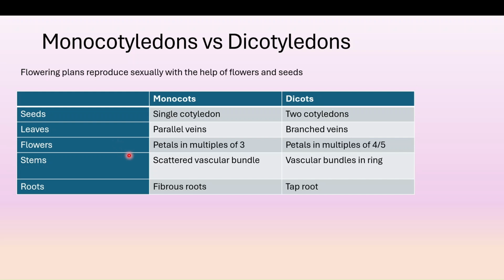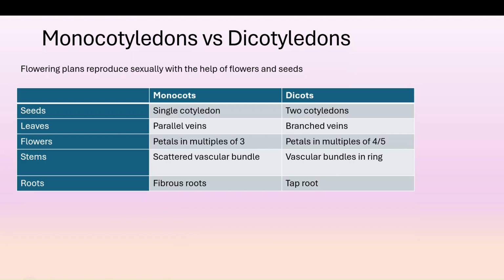The flowers are different. Monocots usually have petals that come in multiples of 3, but dicots have petals that come in multiples of 4 or 5. Stems, the monocots have a scattered vascular bundle, and in dicots, the vascular bundle is in rings. The roots are also different. Monocots have fibrous roots, and dicots have a tap root.